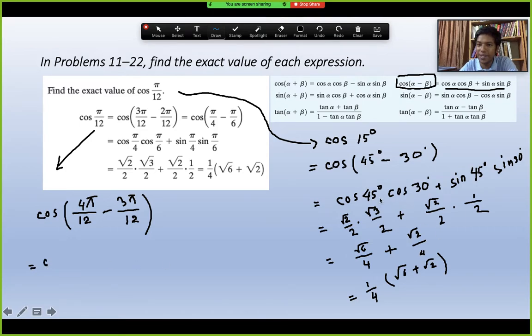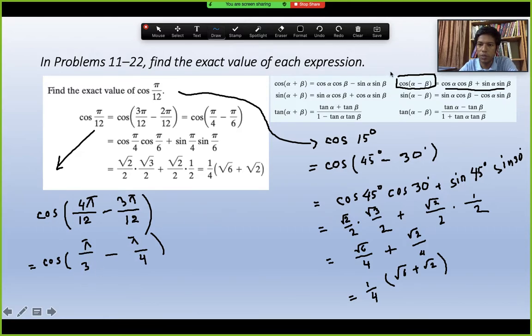Also, the same math is done here. So cos, this is pi divided by 12, so we can just simplify it a bit, and that will become pi by 3, and this will become pi by 4. And pi by 3 means 60 degree, and pi by 4 means 45 degree. So we can just continue.